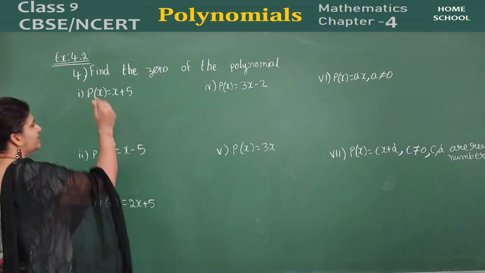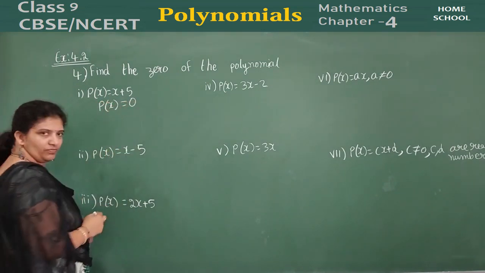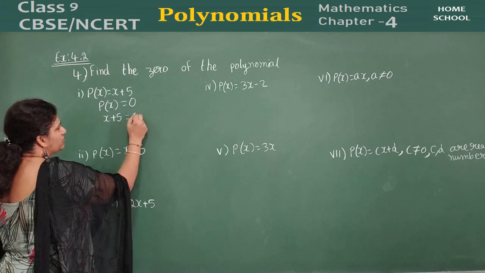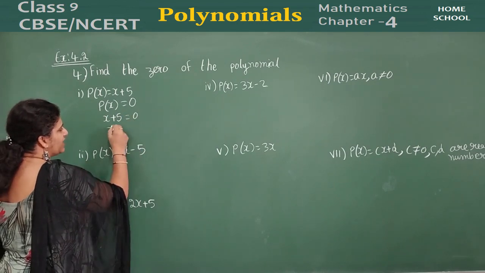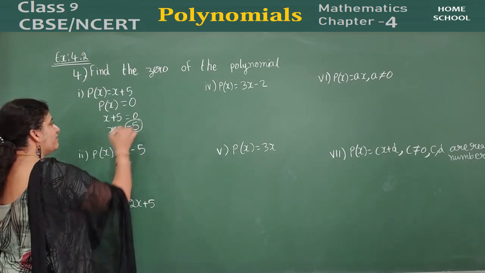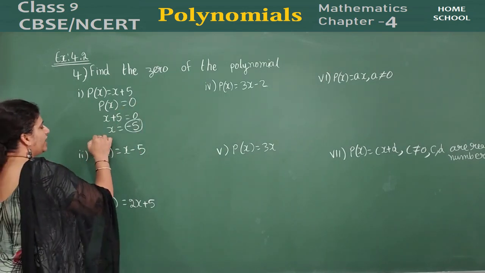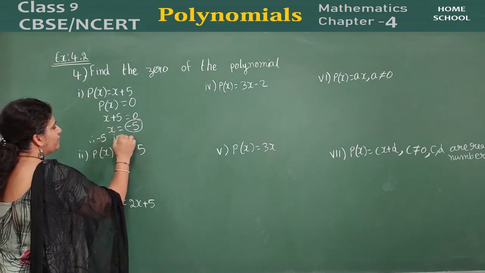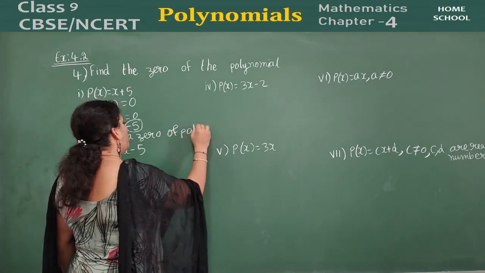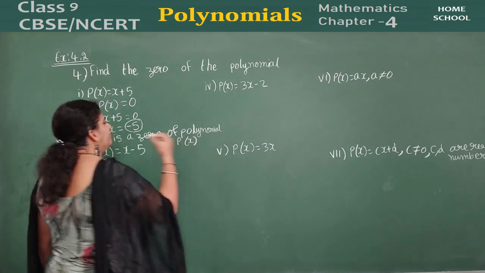So how can we find this? In order to find it, we need to equate P of x equal to 0. P of x, what is the value? x plus 5 equal to 0. Plus 5, send to this side. x is equal to minus 5. See here children, this is the value. This is the zero of the polynomial. So what can you write? Therefore, minus 5 is a zero of the polynomial. Or you can write simply P of x.